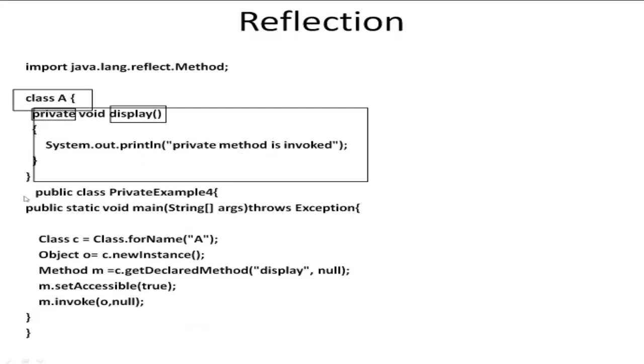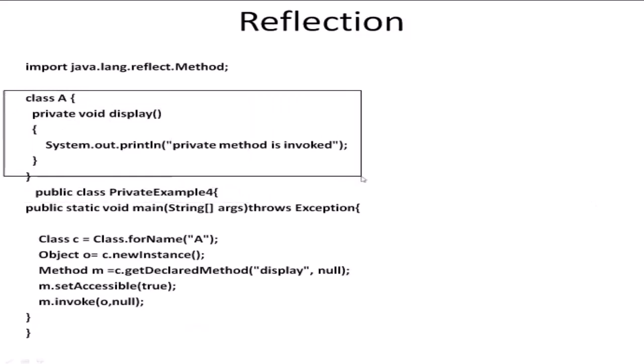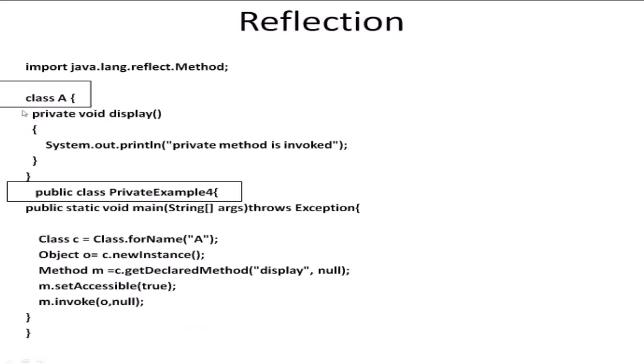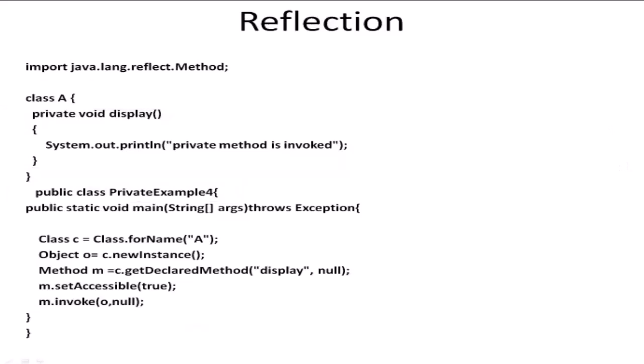Next, we have written another class, PrivateExample4. This is another class, and here we are using a main method. In the previous class A, we don't have any main method, only a class is there. But here we have a main method. We can access class A, and we need to invoke whatever methods of class A should be used in this class, because class A doesn't have any main method. So now here we have public static void main.